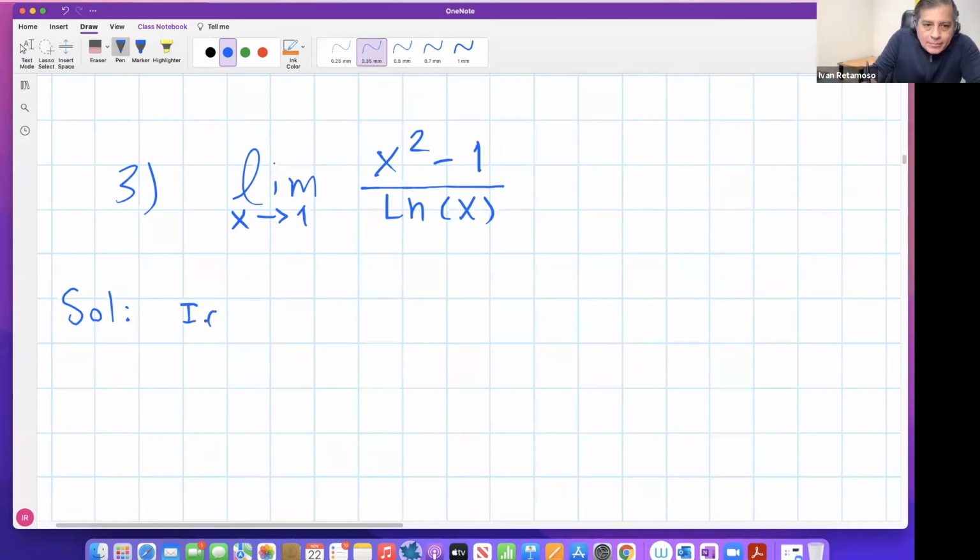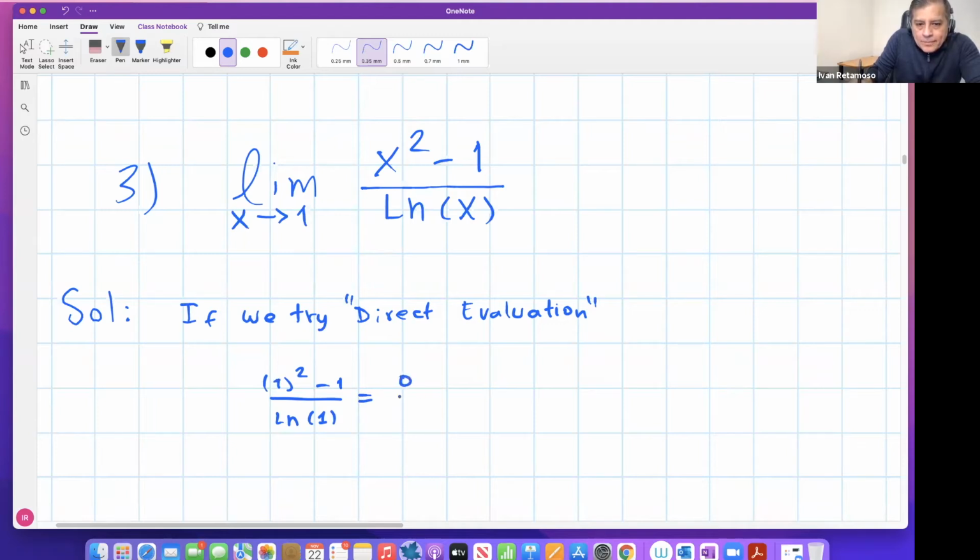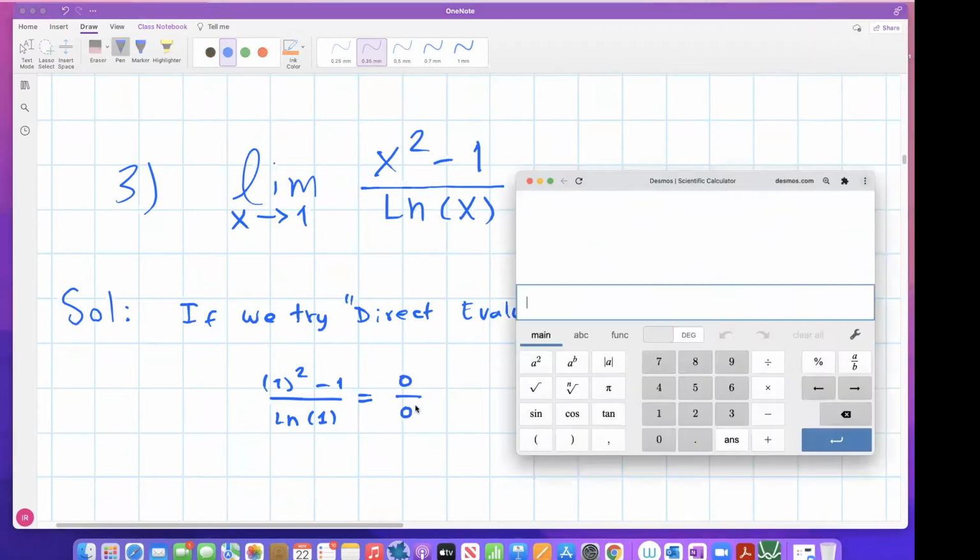Solution: if we try direct evaluation, what are we going to get? We get 1 squared minus 1 over natural log of 1. Now, what is that? Well, 1 squared is 1, and 1 minus 1 is 0. Natural log of 1, what's that? 0, right? Very good, guys.